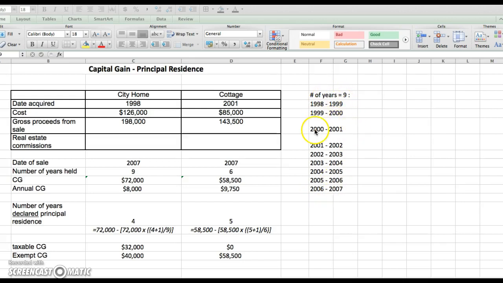So in this case, the total number of years was 9 years, and I've listed them here based on a purchase of a city home in 1998 and disposal of the two in 2007. The second thing we want to do is calculate what our taxable capital gain was.